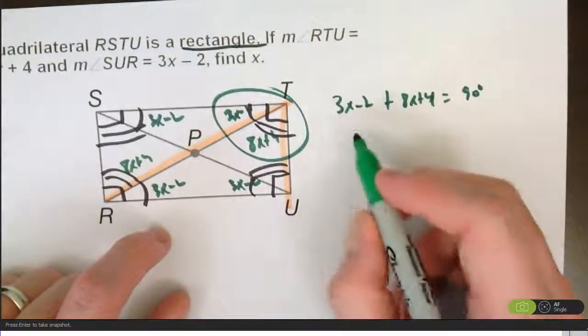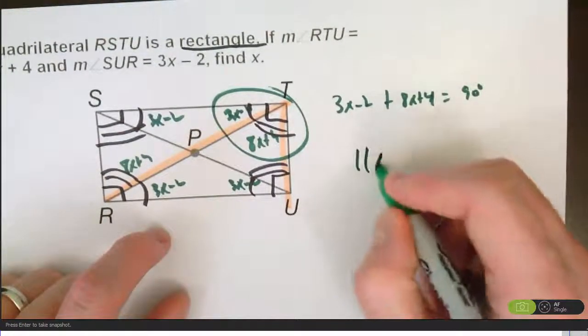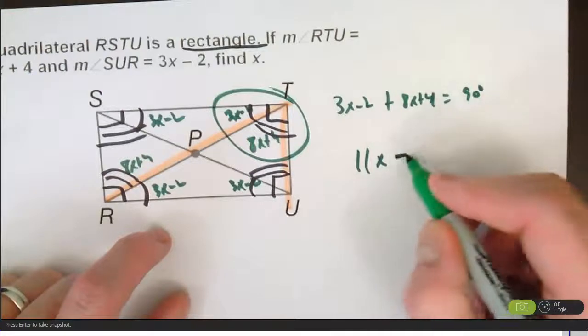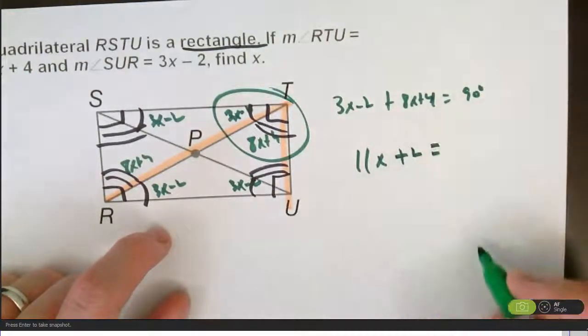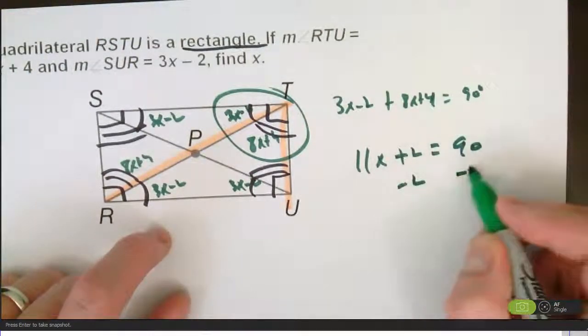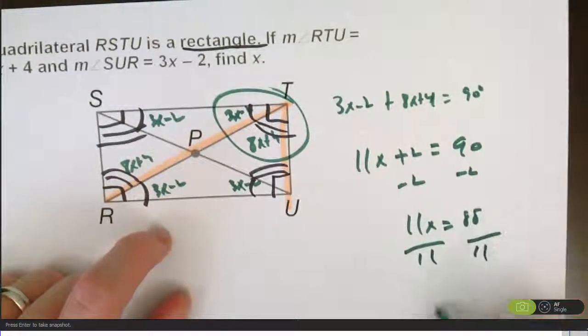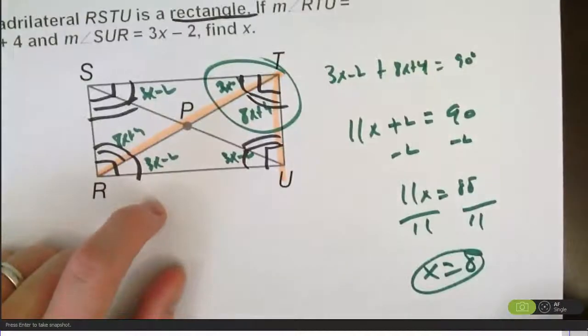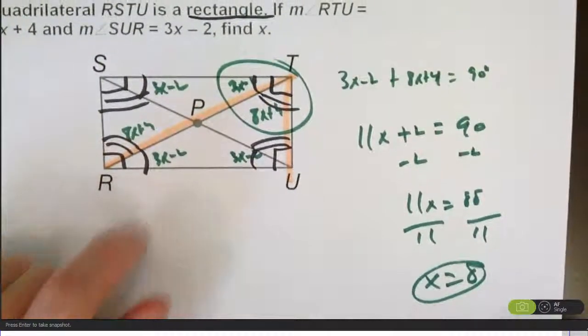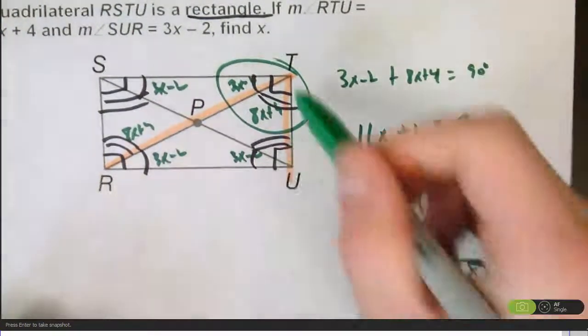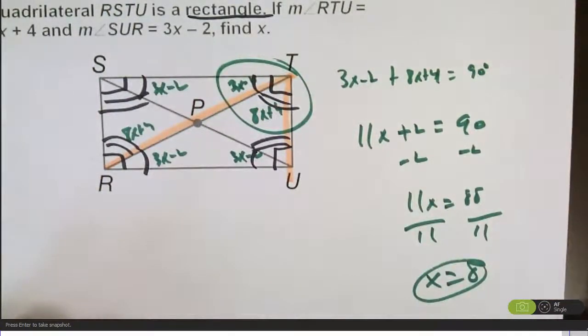And now we just kind of put our stuff together. 3x plus 8x is 11x. Negative 2 plus 4 is plus 2 equals 90. Subtract 2. 11x equals 88. Divide by 11. X is 8. Okay. So yeah, there are all kinds of crazy congruent pairs of angles in this drawing as well.